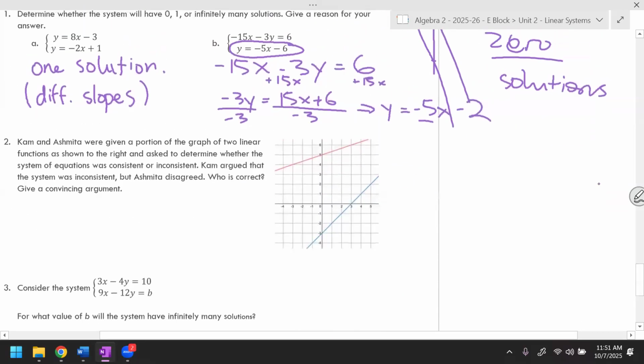For Nora, what was your argument here? Question 2, sorry, Ashmita. We're given a portion of the graph of two linear functions, right? Is it consistent or inconsistent? Pam says inconsistent. Ashmita says consistent. Who's right? What do you think? The lines don't have the same slope. Yeah, they have different slopes.